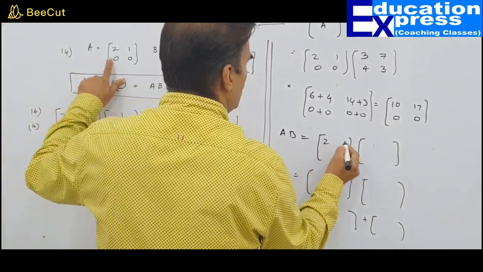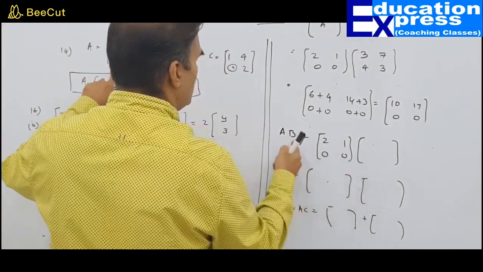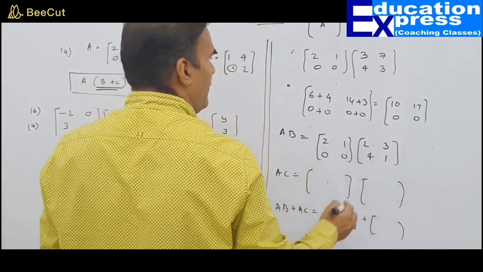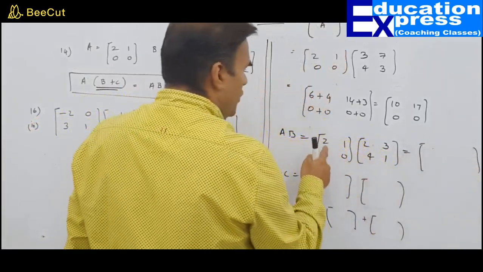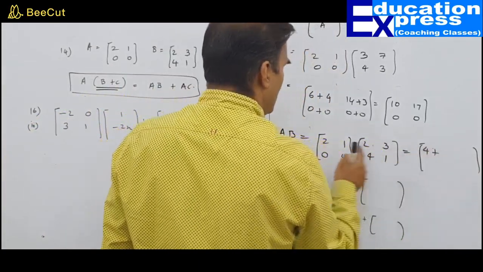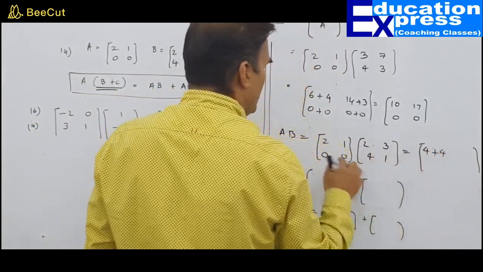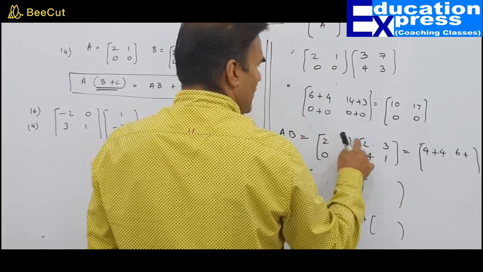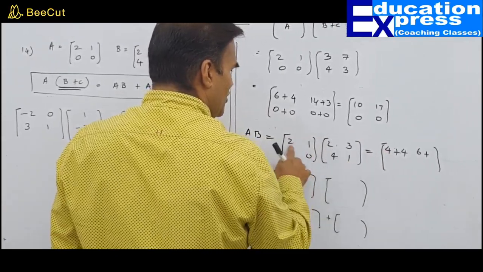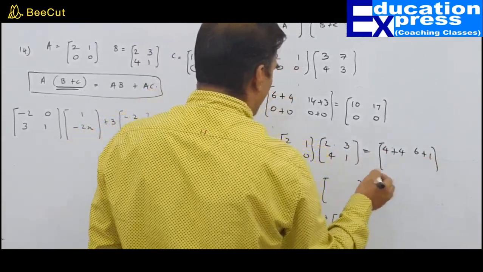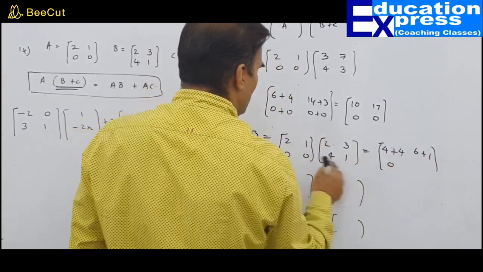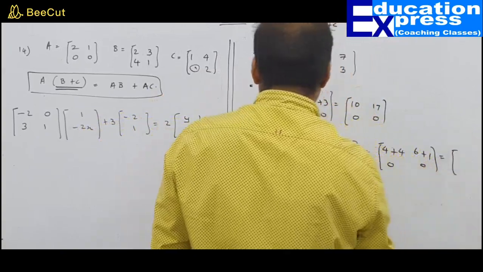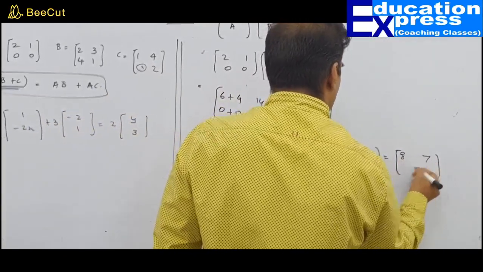No problem. 2, 1, 0, 0, that is your A. 2, 3, 4, 1, that is your B. So my AB is going to be 2 into 2, 4 plus 1 into 4, 4. This into this. 2 into 3, 6 plus 1 into 1, 1. 0 into this, 0, 0, 0 into this, 0, 0. So we get the value of our matrix AB as 8, 7, 0, 0.